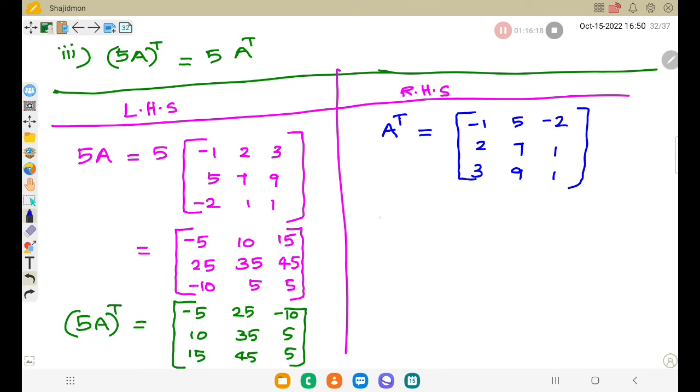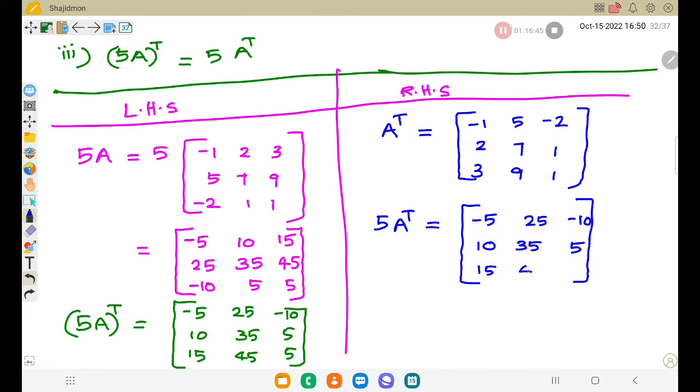Then after that we do 5 multiply A transpose. Each number multiplies with 5, the outside number. So we will get 5 multiply minus 1, minus 5, then 25, then minus 10, then 10, 35, 5, 15, 45 and 5. Correct? That means the left hand side equals the right hand side. These questions are just for practice, on how to verify these identities.